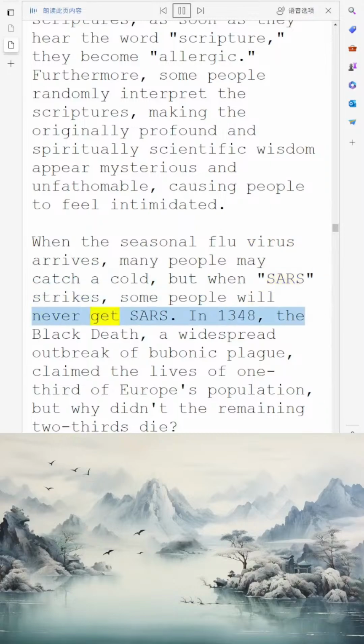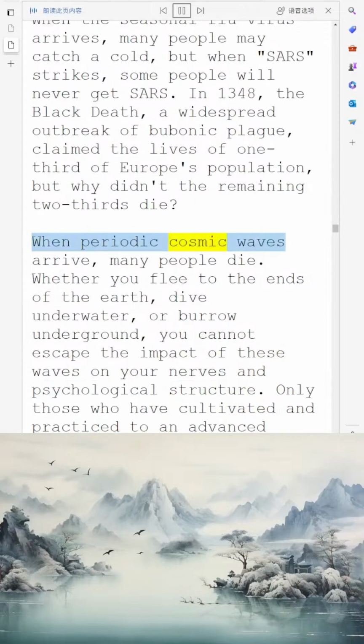When the seasonal flu virus arrives, many people may catch a cold, but when SARS strikes, some people will never get SARS. In 1348, the Black Death, a widespread outbreak of bubonic plague, claimed the lives of 1/3 of Europe's population. But why didn't the remaining 2/3 die? When periodic cosmic waves arrive, many people die.